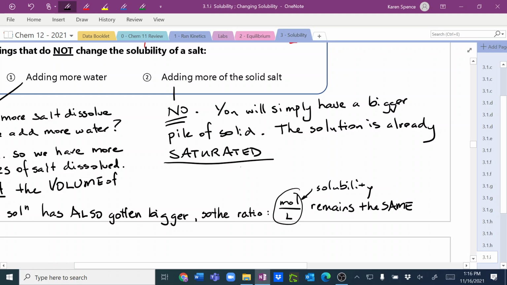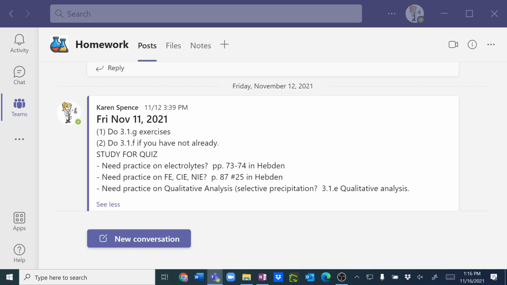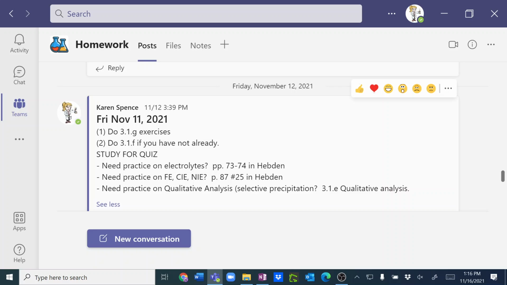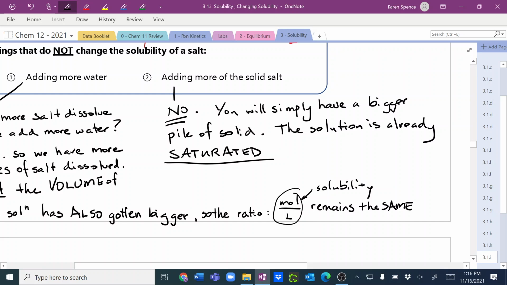Because solubility is the concentration of a saturated solution. Yeah, so you cannot increase the solubility. The maximum amount is the maximum amount.